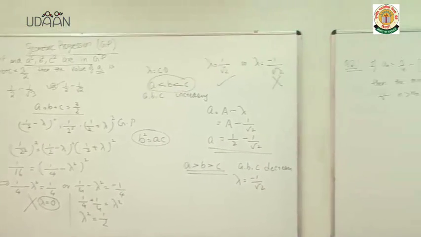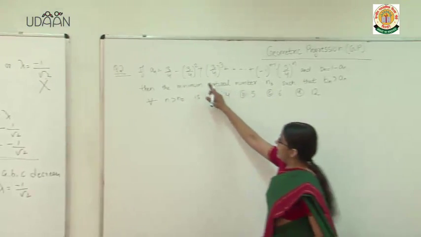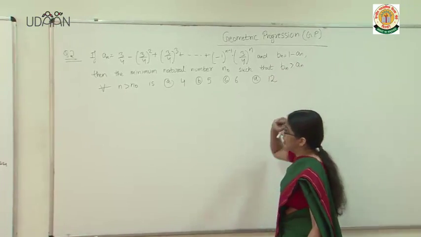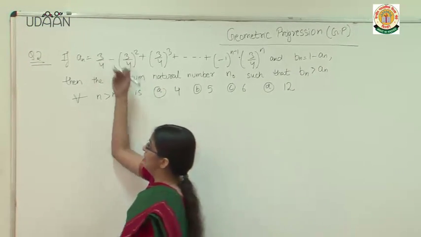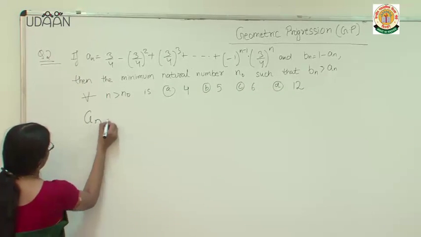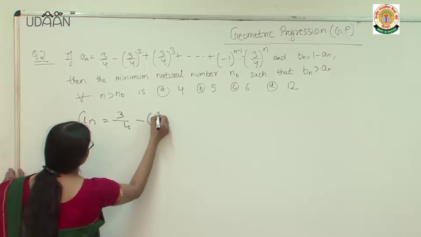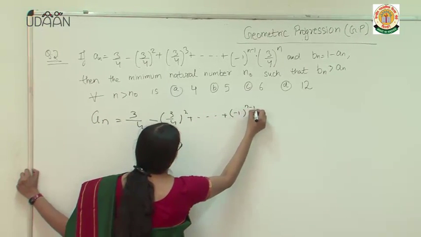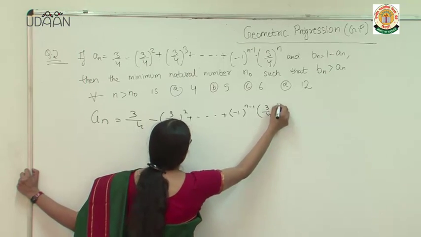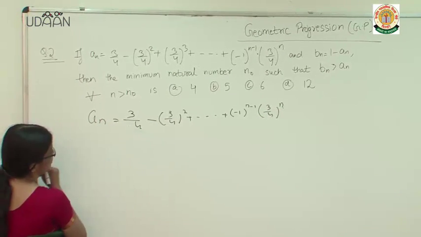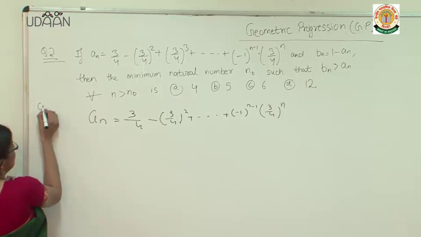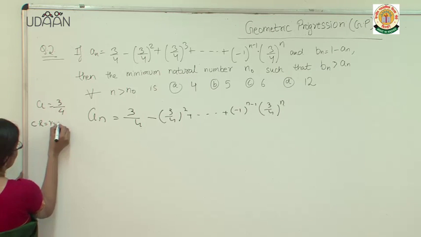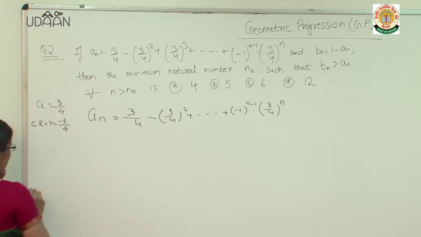The question is written on the board. A sequence an is given and one relation between an and bn. Let us simplify. Let's put the formula here. an equal to 3 by 4 minus 3 by 4 square plus etc. plus minus 1 power n minus 1 into 3 by 4 power n. It's a geometric progression whose first term is 3 by 4 and common ratio, tell me, how much is it? Common ratio r equal to minus 3 by 4.